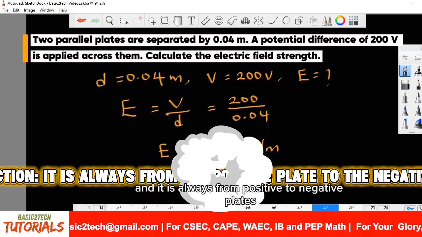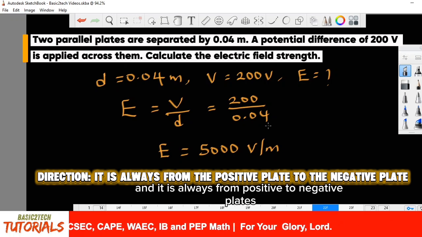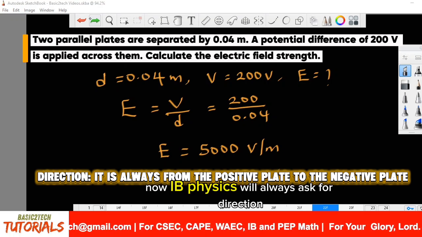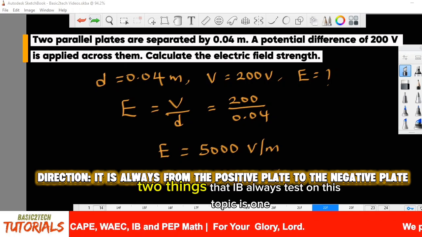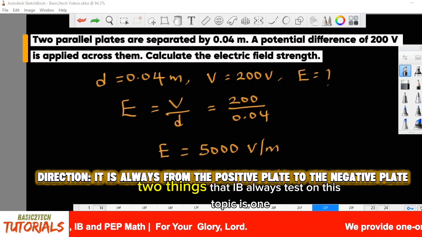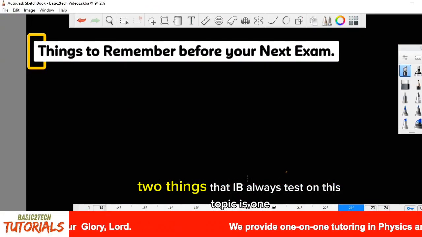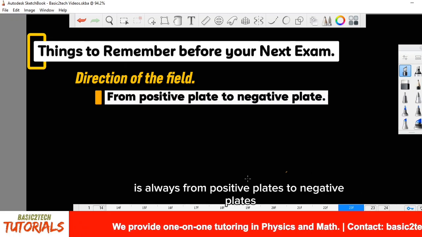And it is always from positive to negative plates. Now, in IB physics, we always ask for direction. So do not forget to state it. Two things that IB always tests on this topic is one, direction of the field. Now remember, it's always from positive plates to negative plates.